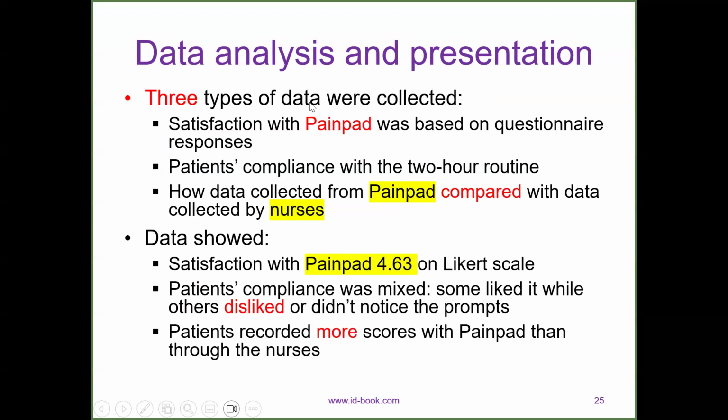Three types of data were collected. First, the satisfaction. Second, the patient compliance. And the third one is the pain pad data compared with the nurses. Now let us see how the satisfaction level was calculated. Satisfaction with the pain pad was based on questionnaire responses. For example, it could include how easy it was for the patient to access the pain pad.